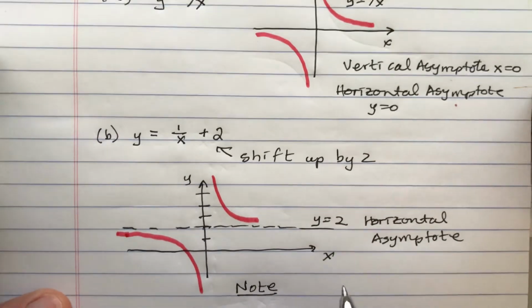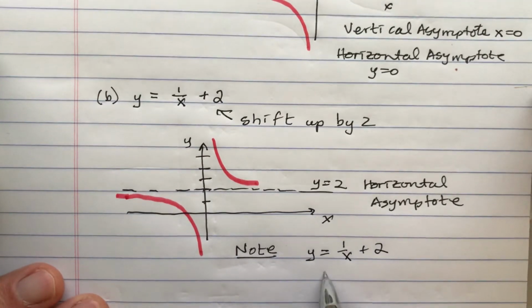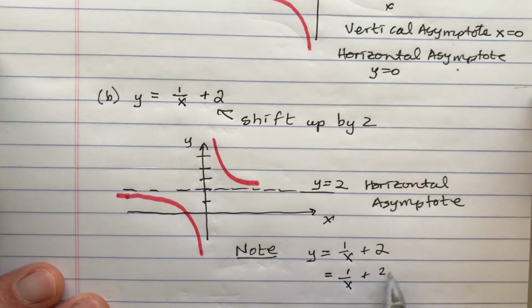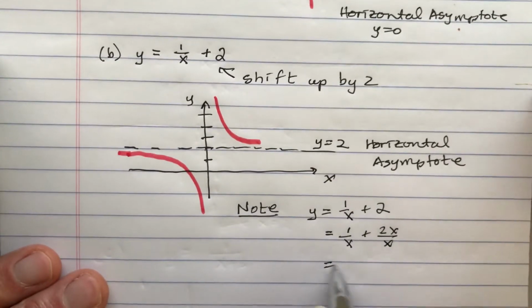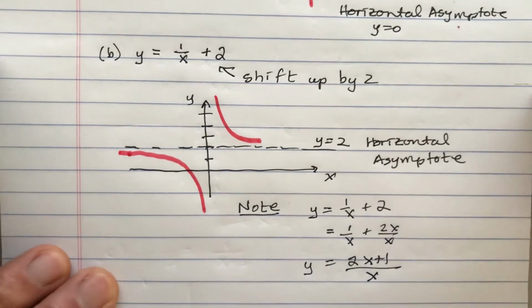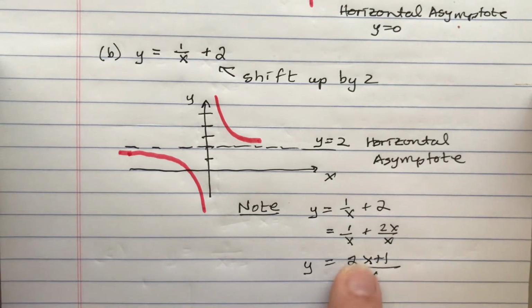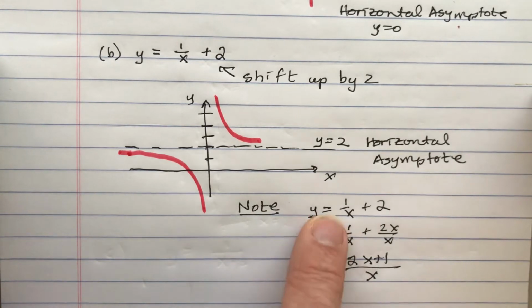Note that y equals 1 over x plus 2 is equal to what? Well, if I get a common denominator, this is 1 over x plus 2x divided by x. So this makes y equals 2x plus 1 divided by x. I changed the order, I put 2x in front. So here I have this rational function where I have a polynomial in numerator and denominator, and they both have the same degree of 1. Now, if I'm given this form, how can I get to this form here to see the translation? I could do long division.